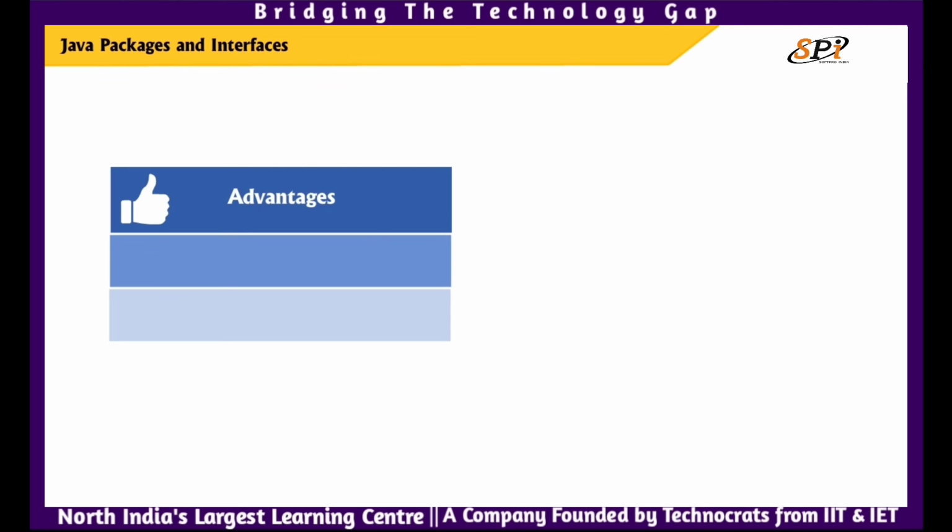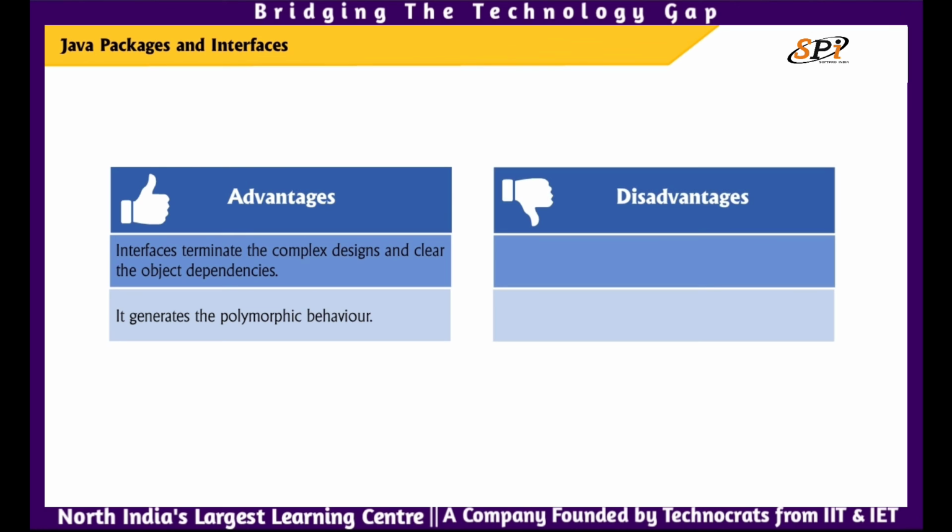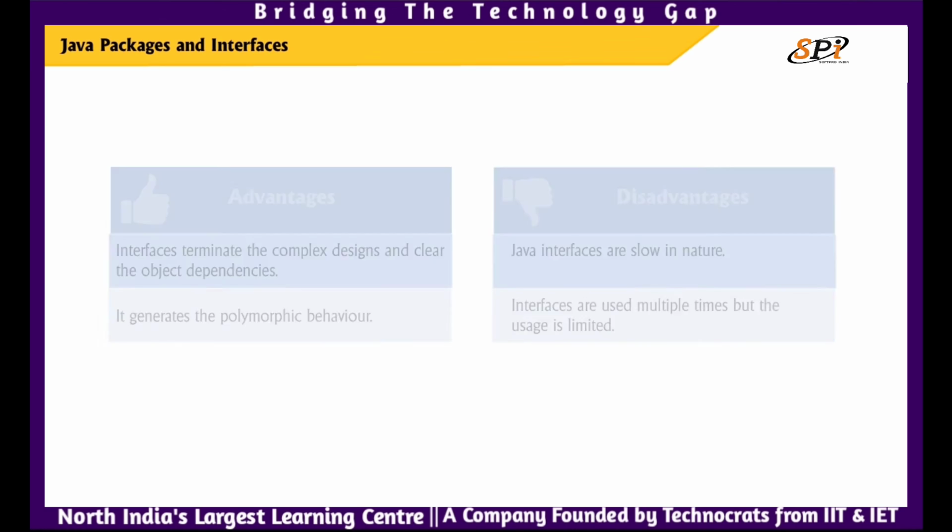Advantages of using interface. Interfaces function to terminate the complex designs and clear the dependencies between objects. Interfaces are mainly used to make available polymorphic behavior. Disadvantages of using interface. Java interfaces are slow and more limited than other classes. The interface used multiple times in the program has limited usage, which depends upon the program code.